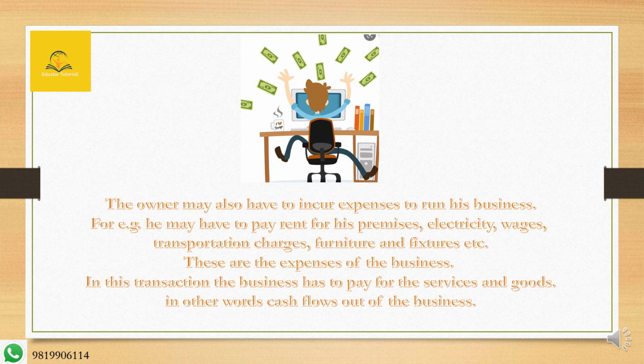These are the expenses of the business. So the owner may have to pay rent for his premises, electricity, wages, transportation charges, furniture and fixtures, etc. In these transactions, the business has to pay for services and goods, and the cash flows out of the business. So, in this grocery store, there is an inflow of cash in the form of groceries sold, but also an outflow of cash because there is a certain amount of money that the business will have to incur.